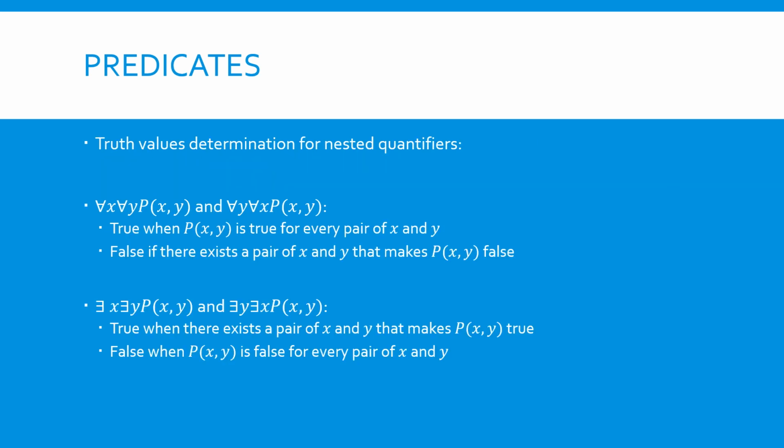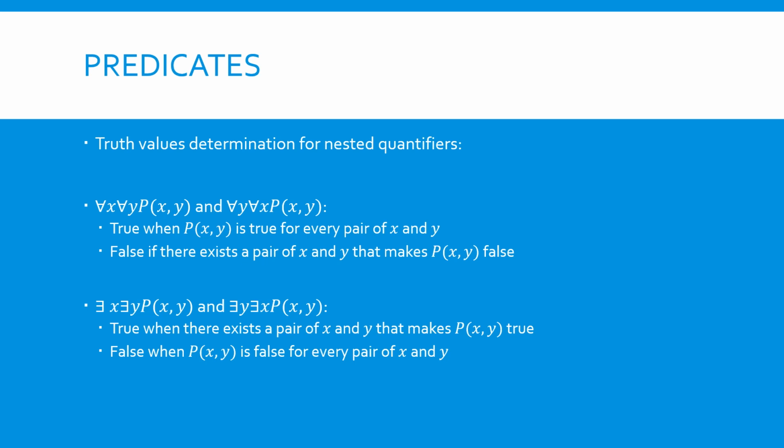Now, we can present the rules for determining the truth values of nested quantified predicates. We first discuss the rules for nested quantified predicates with the same quantifier. Recall that for all x and for all y such that P(x, y), and for all y and for all x such that P(x, y) have the same meaning. They are true when all pairs of x and y in their respective domain can make P(x, y) true. They are false when at least one pair of x and y makes P(x, y) false.